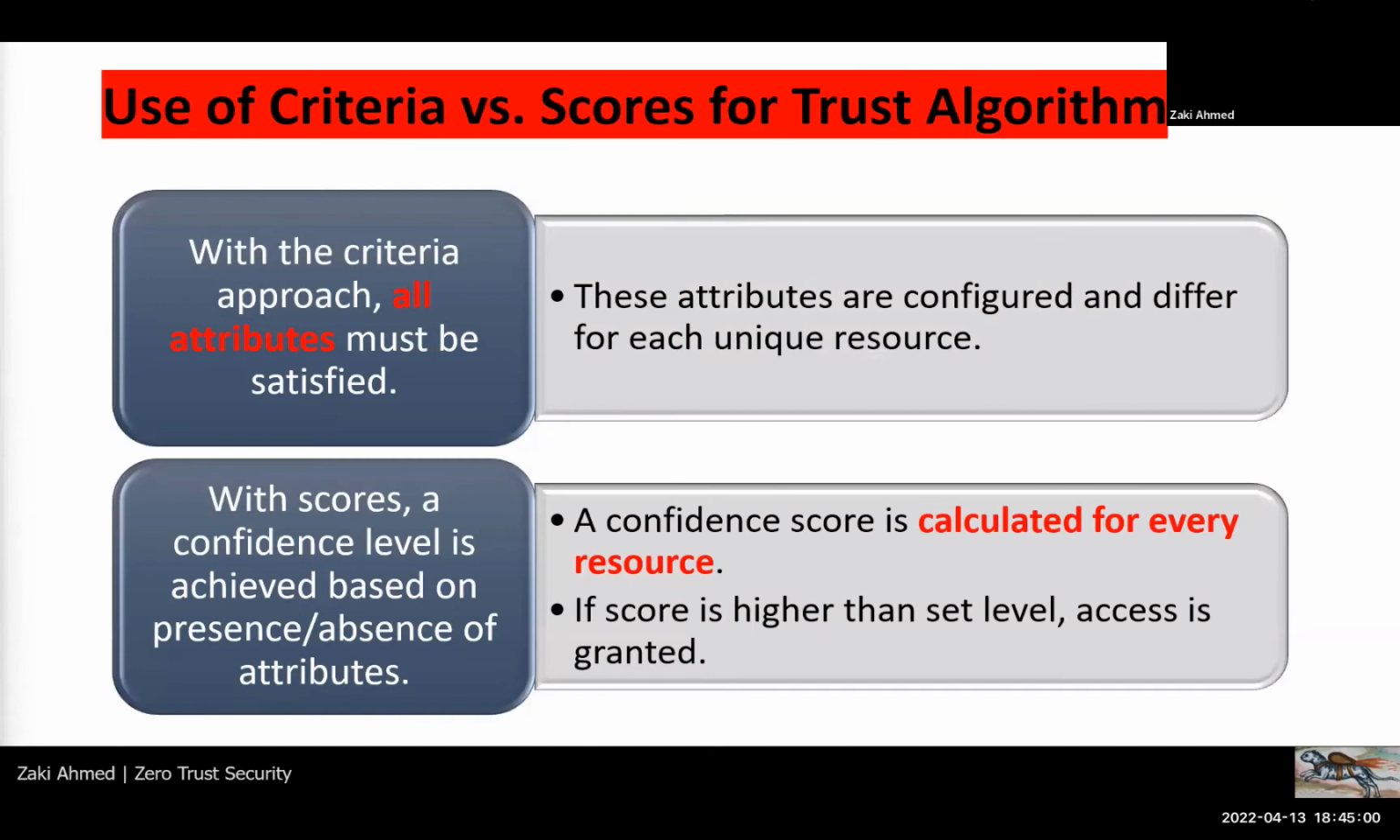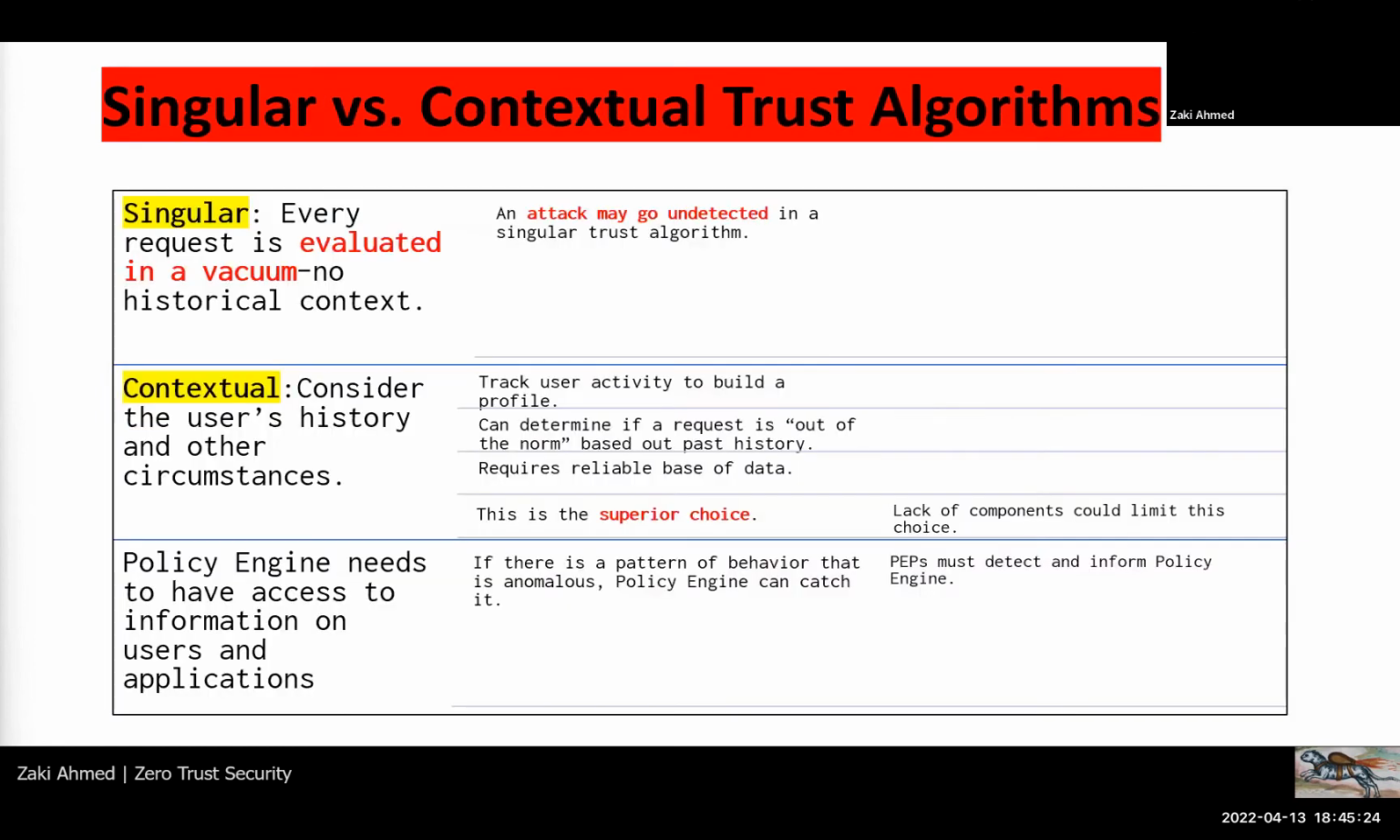Use of criteria versus scores for trust algorithm. A criteria-based trust algorithm, TA, assumes a set of qualified attributes that must be met before access is granted to a resource. A score-based TA computes a confidence level based on values for every data source. If the score is higher than the set level, access is granted.